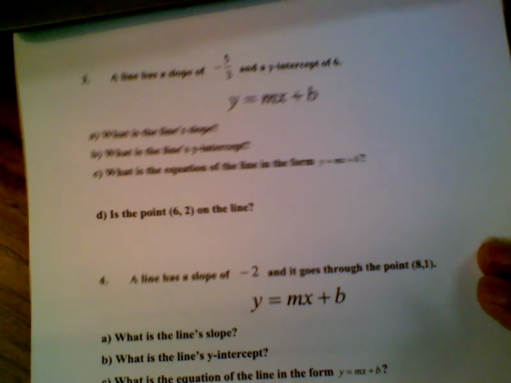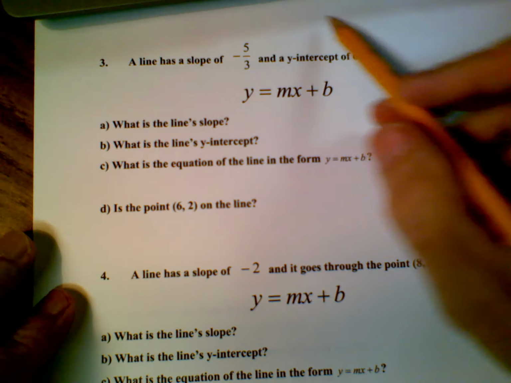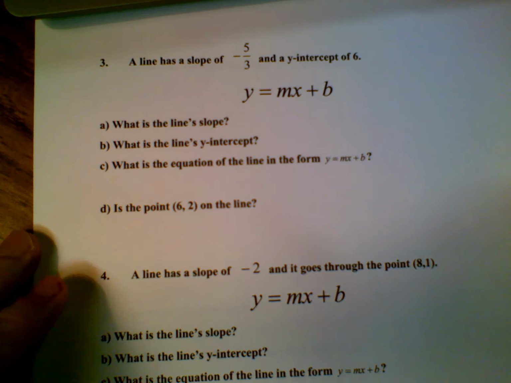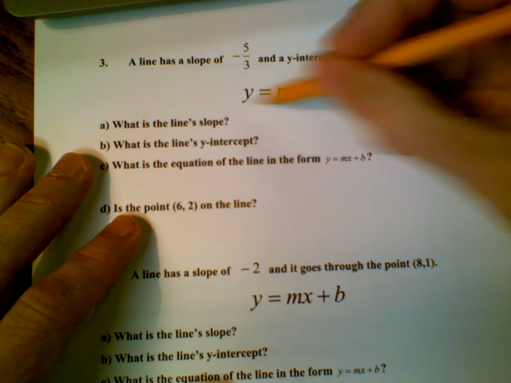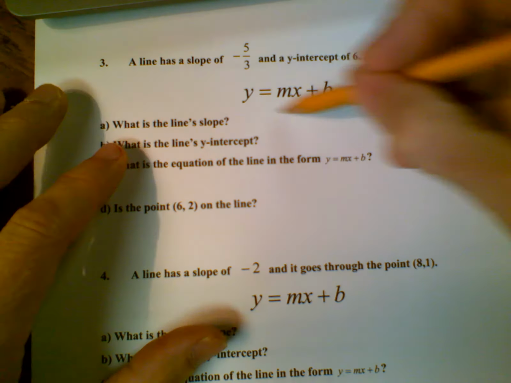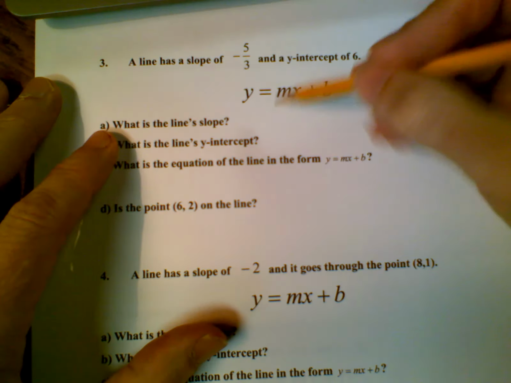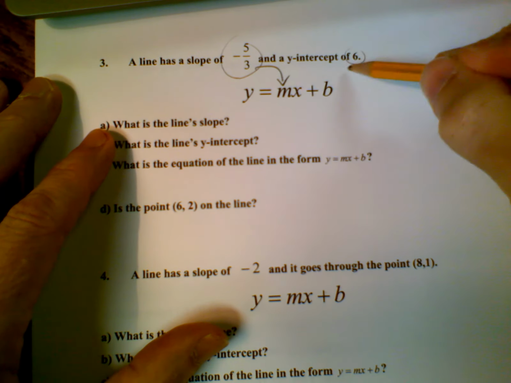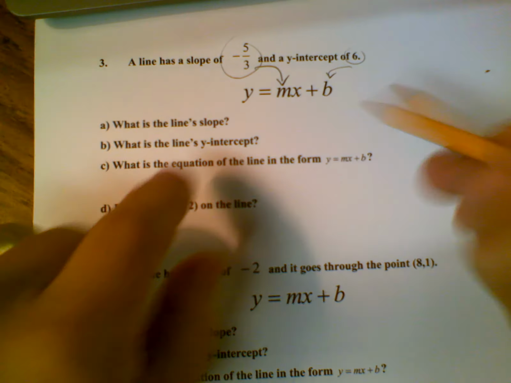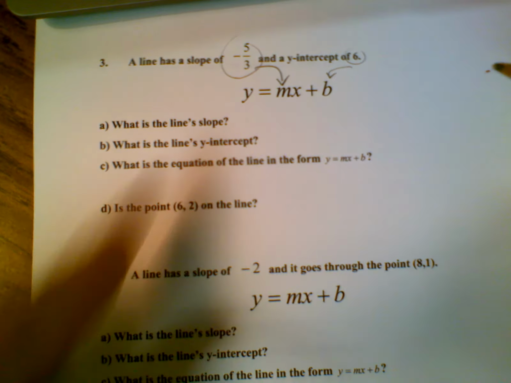Okay. Notice I'm asking the same 4 questions every time. What I'm changing is the information that I'm giving to you. Okay. And you should always ask yourself, have I been given any of this information? What have I been given in this problem for the equation of the line? I've been given the slope. I've been given the y-intercept. I have not been given an x and a y to plug in. And I certainly have not been given the whole equation of the line.